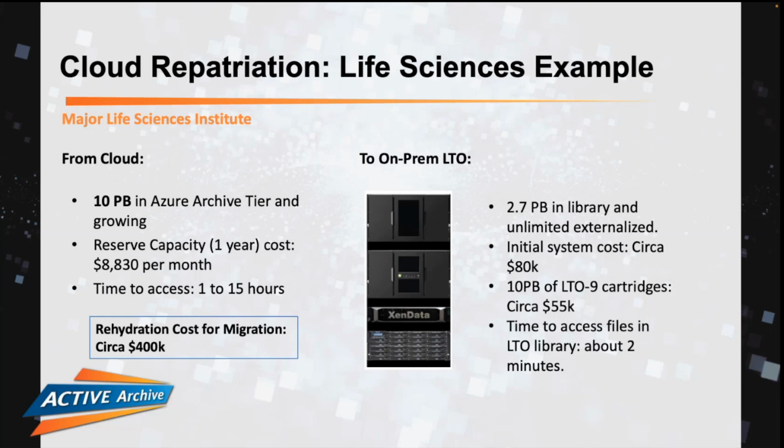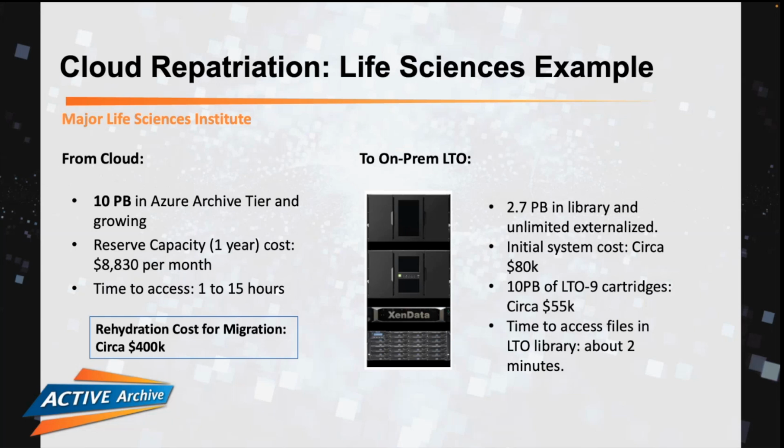This compares with a previous situation that took from 1 hour to 15 hours to restore content from Azure archive tier. But the biggest driver for this customer was cost. It wasn't the performance, even though they get better performance, certainly, for that content in the library. $100K every year and growing for the cloud option compares with an initial investment of $80K for the LTO system, plus the cost of LTO cartridges at about $55,000 for 10 petabytes of cartridges.